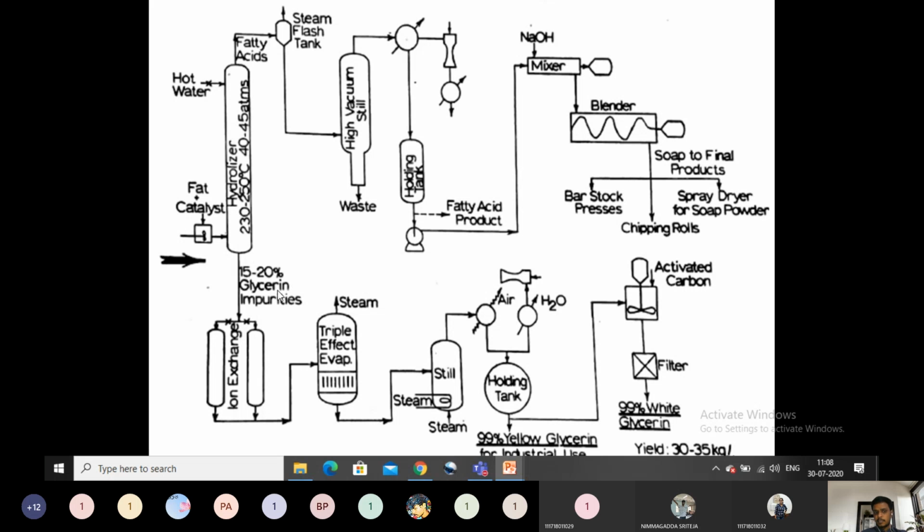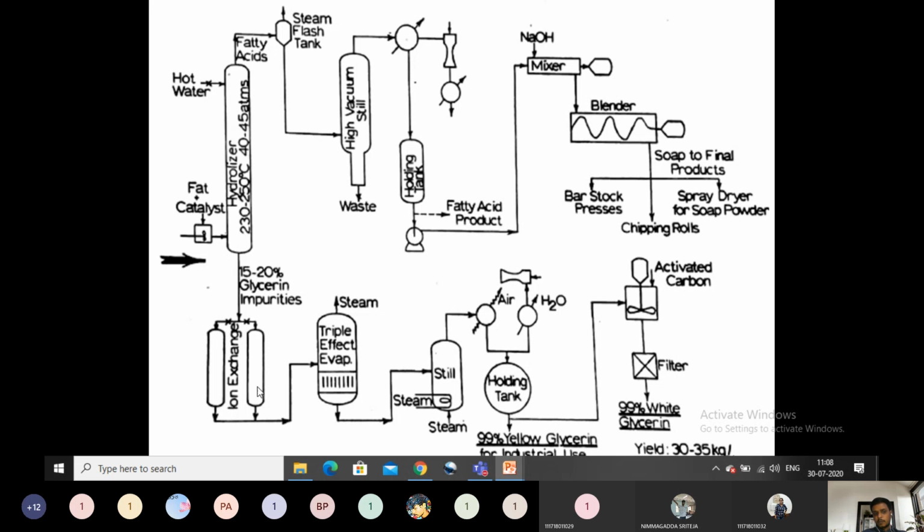Whatever sweet water is there will be passed through the ion exchanger, in which anion and cation exchange resins will be there. Cation exchange resins will be there in order to remove the metal oxide. Here the catalyst is there, ZnO. Some metal will be there, so some color will be there. To separate the color and metals, this sweet water, nothing but 15 to 20% glycerin, will be passed through the ion exchanger.